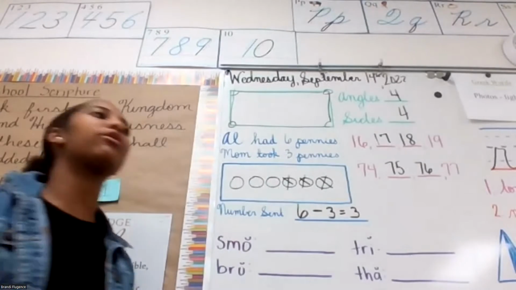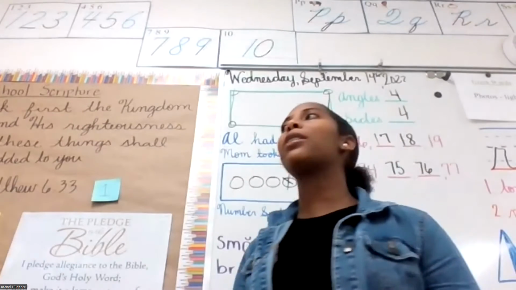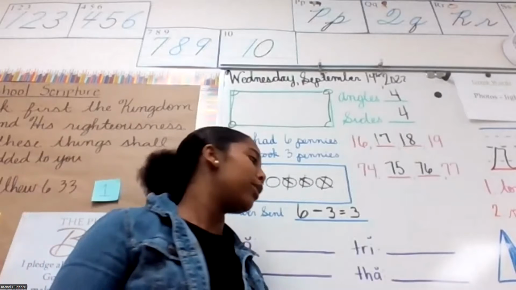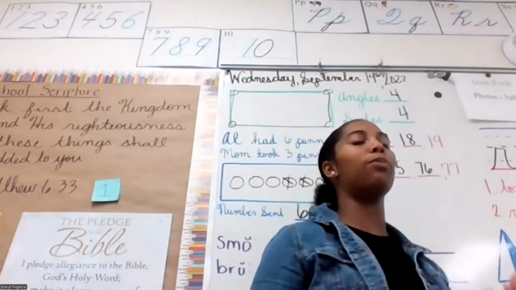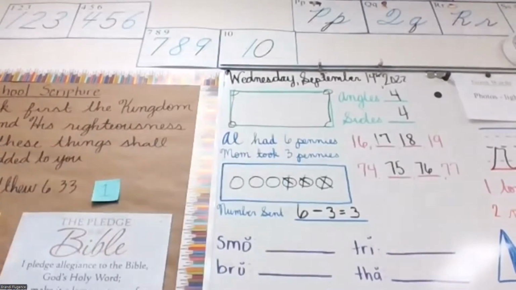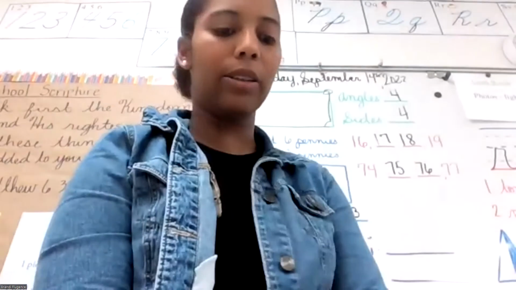So yesterday, I introduced some new facts to you, which were called the doubles facts. The doubles facts are when we are adding the same number two times. So for example, that would be like 1 plus 1, 2 plus 2, 3 plus 3, 4 plus 4, 5 plus 5. Those were the facts that we covered yesterday.